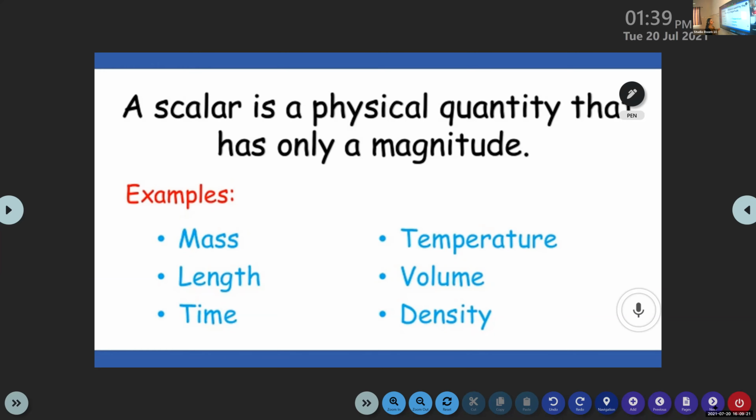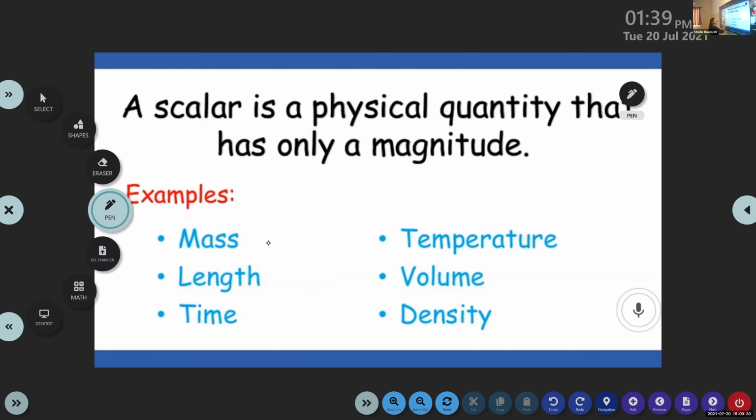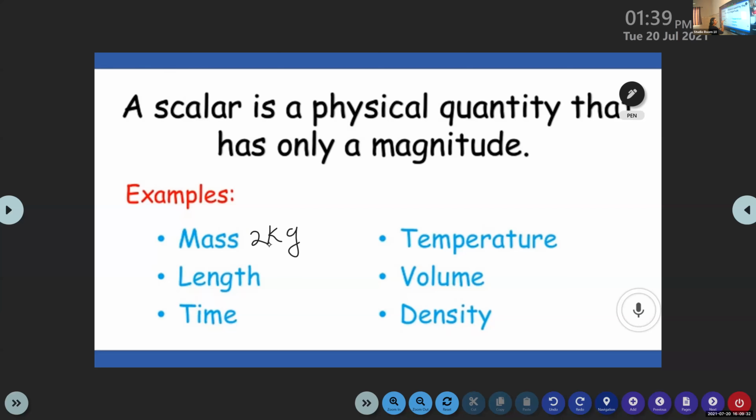Examples of scalar quantities are mass. We can represent the mass only in terms of kilogram, that is the SI unit of mass. It is expressed as 2 kilogram, 3 kilogram. We cannot say it is 2 kilogram towards north or towards east or west. So here we cannot specify the direction. So mass comes under the category of scalar quantity.